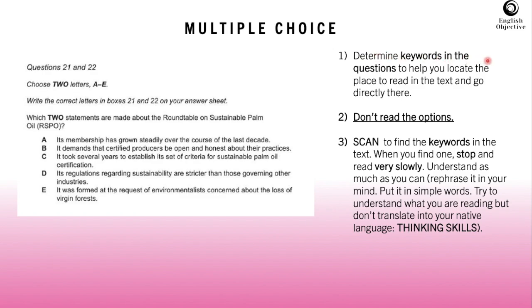So basically, you would have to scan the text looking for keywords. When you find one of the keywords from the question, you would read that section a little bit more slowly, and you would try to understand as much as you can about what you're reading in that section. So you would have to rephrase it in your mind, put it in simple words, and try to understand what you're reading, so that when you go back to the options, the correct option will clearly stand out from the others.